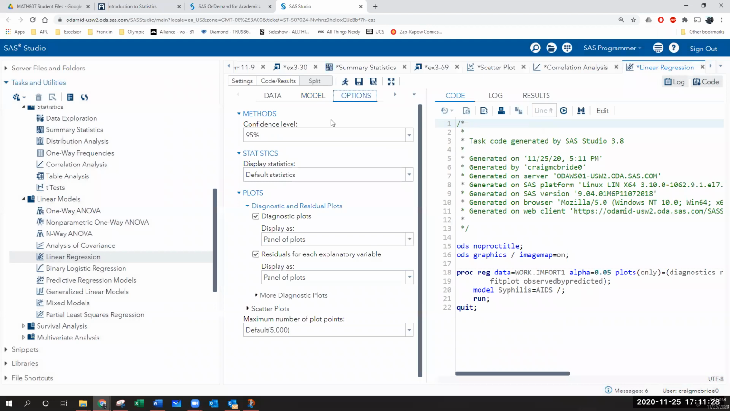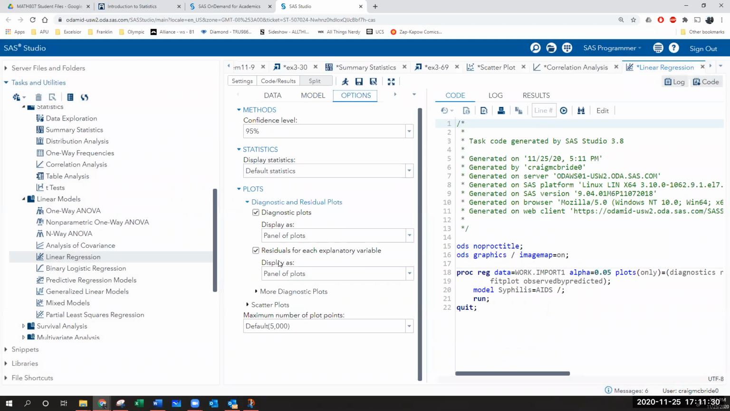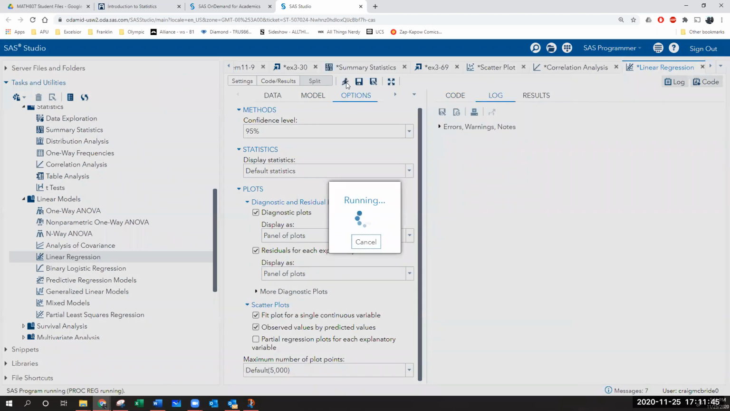And if you go to options, you can do all sorts of cool things where here's your scatter plot, right? And you can fit a plot for a single continuous variable. There's all sorts of stuff where you can do confidence intervals and things like that. So it's a more robust thing. And when you run it, you get everything all at once.